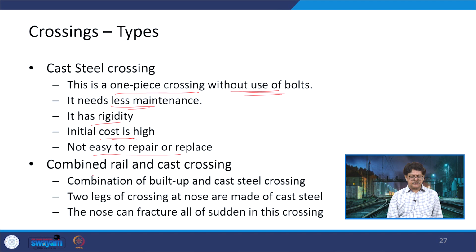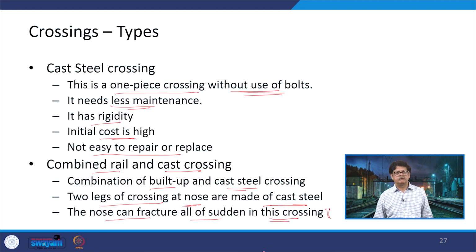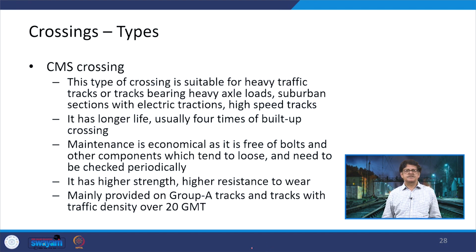The third one is a combined rail and cast crossing. The combined rail or the cast crossing is a built up and cast steel crossing combination. So, the previous to previous and the previous which we have discussed, that is a combination of those two. Here two legs of crossings at nose are made of cast steel. The nose can fracture all of a sudden in this crossing, and that is the shortcoming of this particular type of crossing.